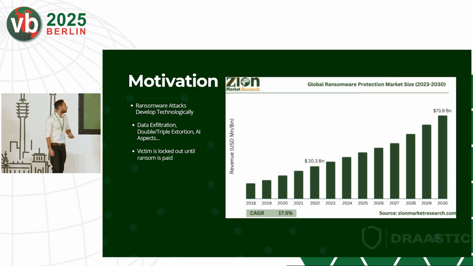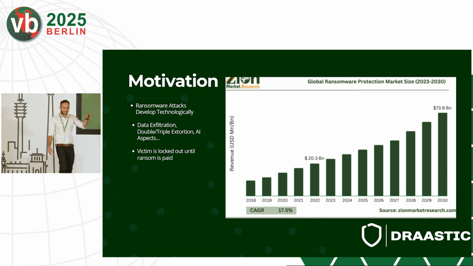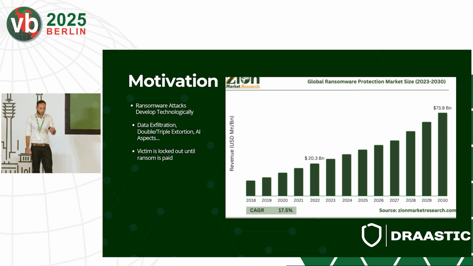Okay, so the motivation I think is pretty clear to this room at least. The market size, this is the protection market size, but it correlates with the graph that shows how much money was transferred via cryptocurrency. It's pretty much the same. Almost exponential. Even in the cryptocurrency transferring, it's even more clear.